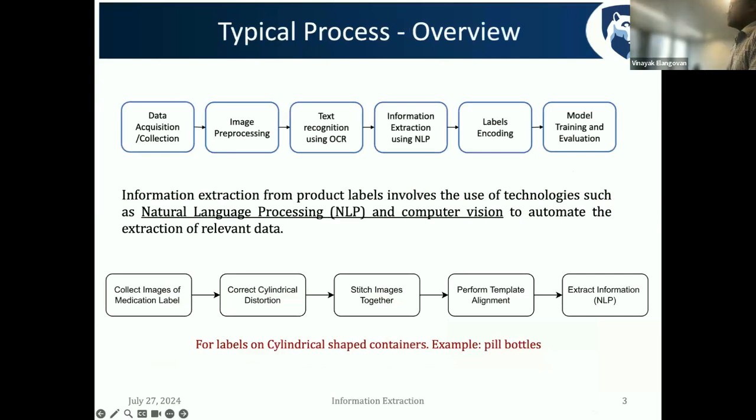I'm just going to give you an overview of the entire system today. So, the entire system.